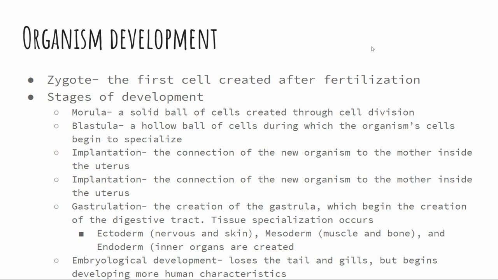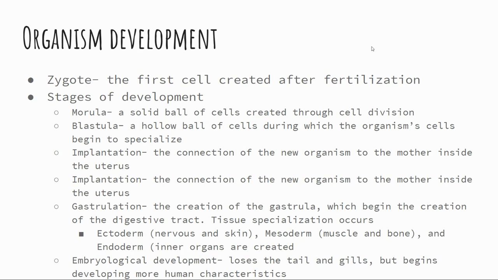The morula is a solid ball of cells that's created through cell division. A blastula is a hollow ball of cells during which the organism's cells begin to specialize. Implantation is the connection of the new organism to the mother inside of the uterus. I put implantation in there twice, sorry.